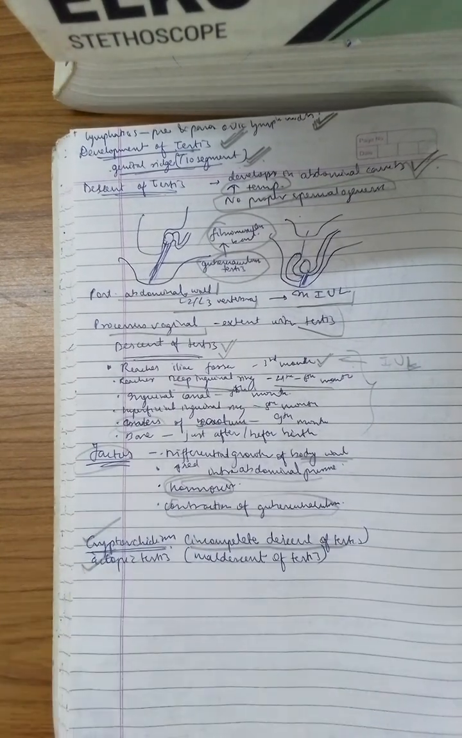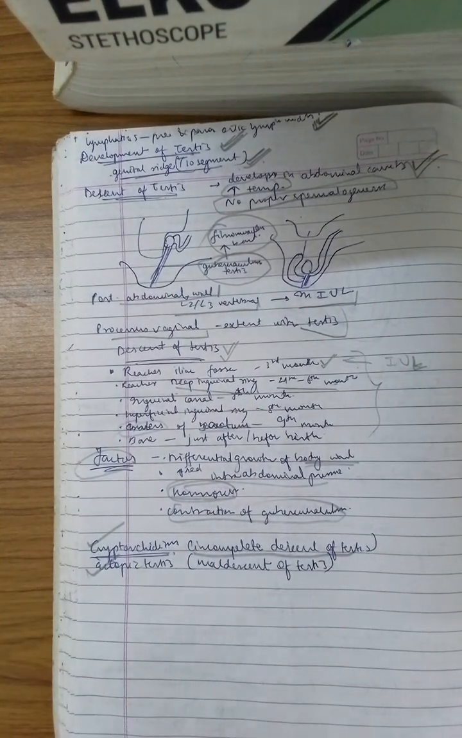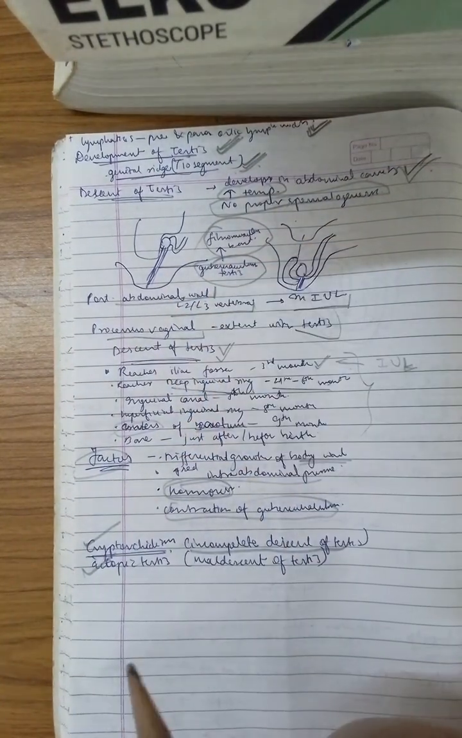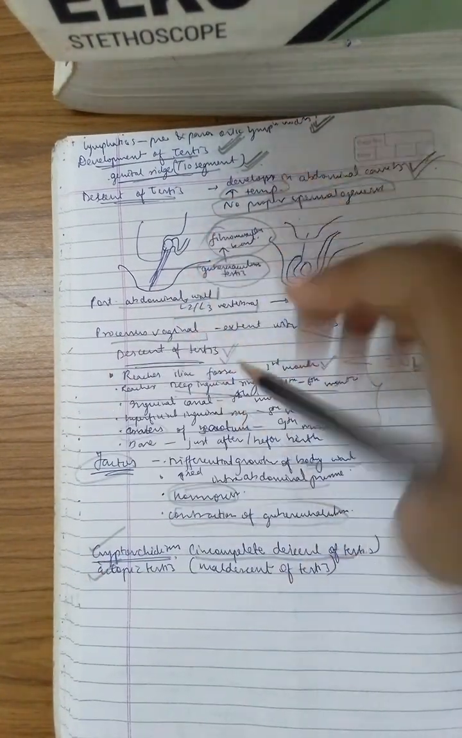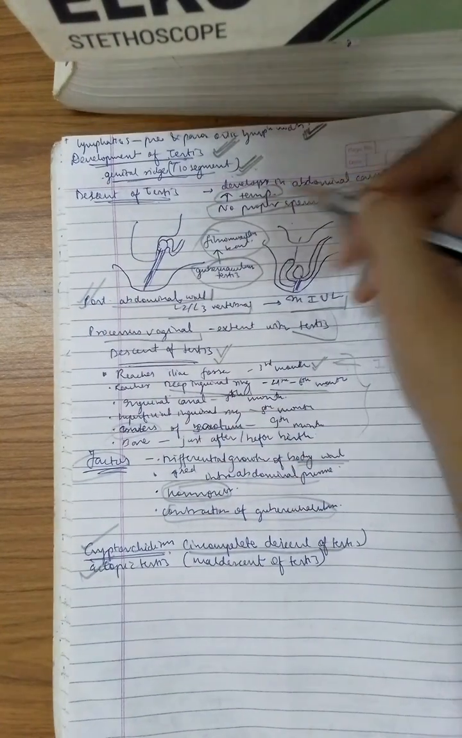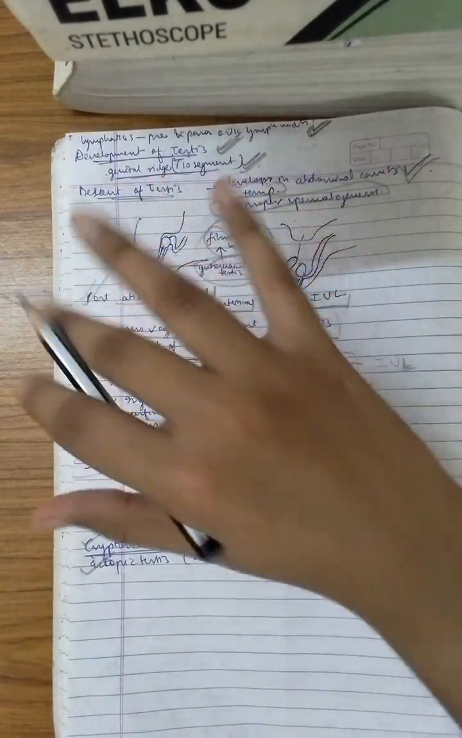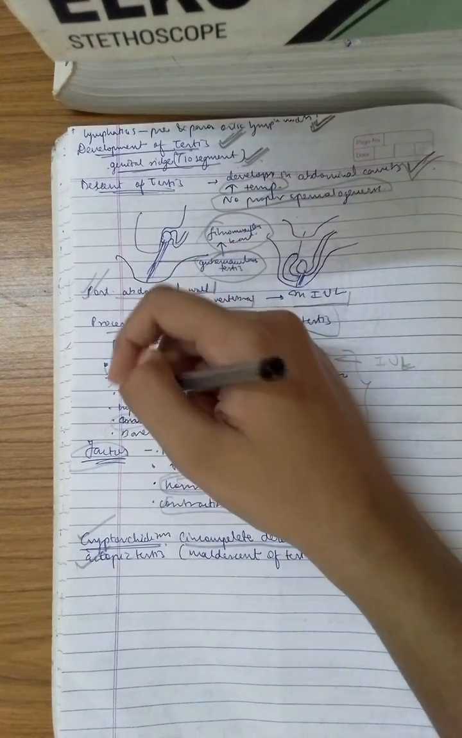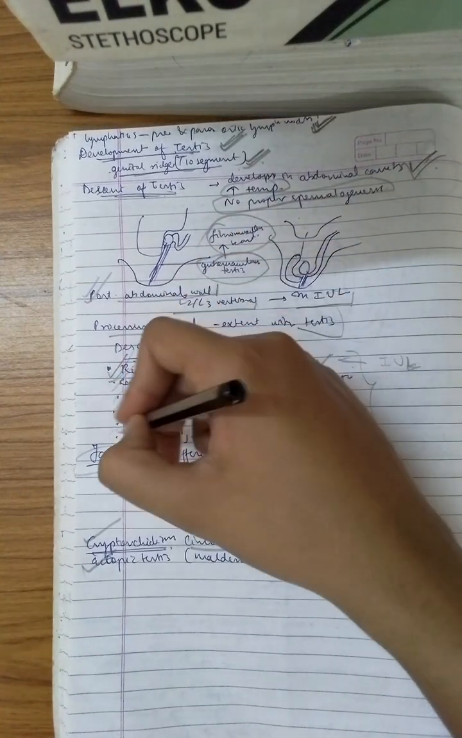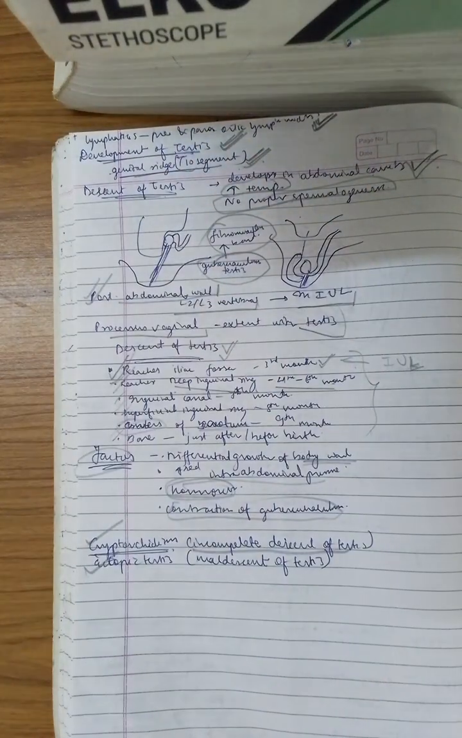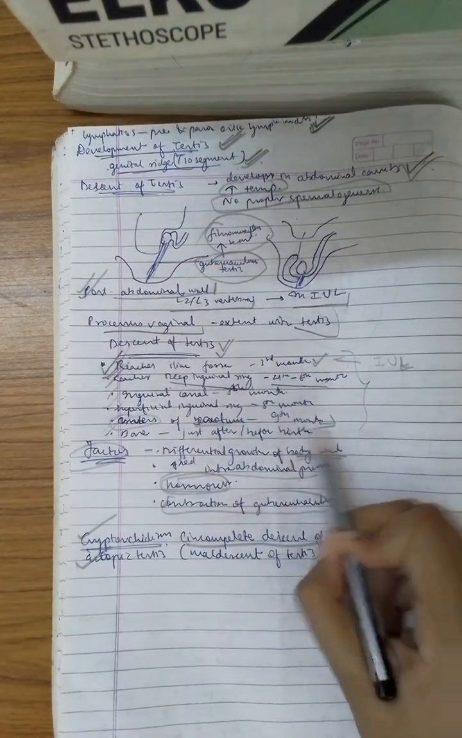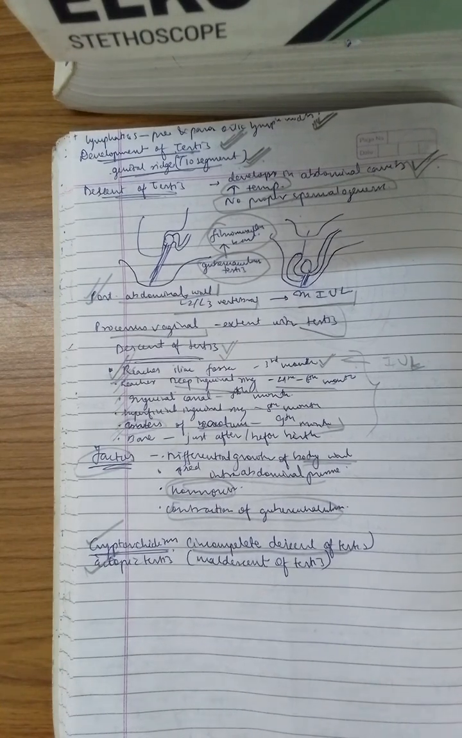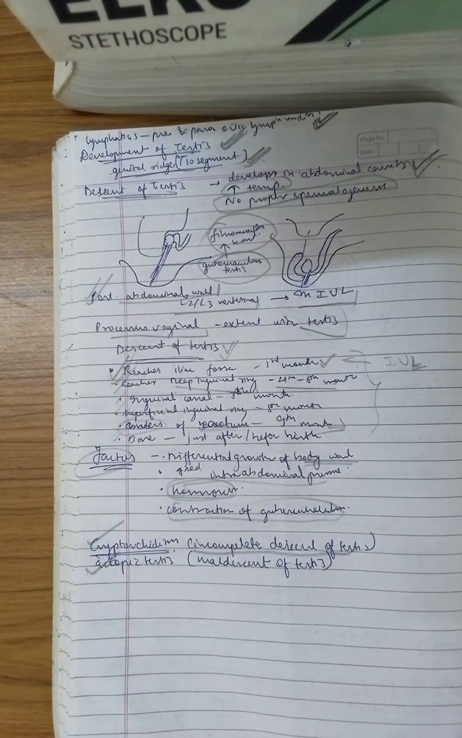In cryptorchidism, there is incomplete descent of the testis, so the testis is not descended properly and can get stuck. It can be arrested at the posterior abdominal wall, or reach only the iliac fossa, or the deep inguinal ring, or inguinal canal, or superficial ring, or the upper part of the scrotum. These can be the sites where the testis could lie in cryptorchidism.